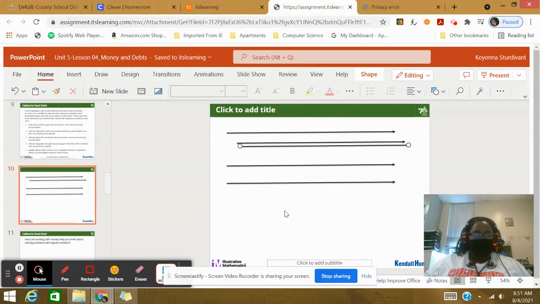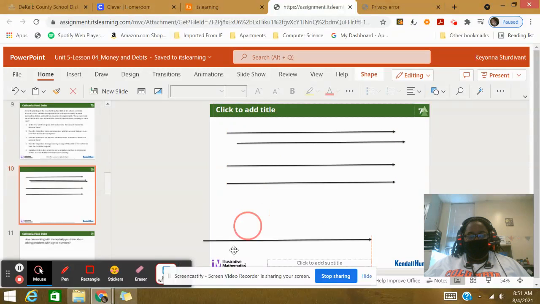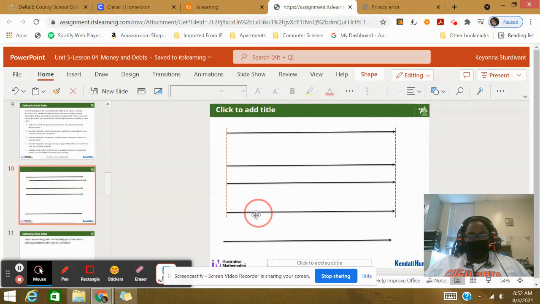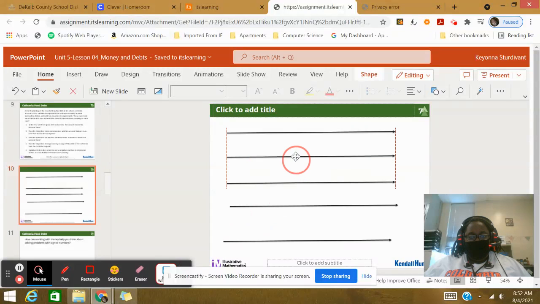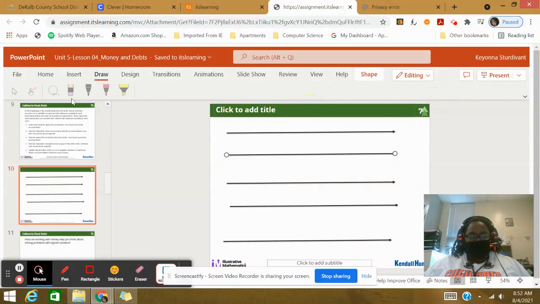Okay, hit Control V 2 more times, and it should give you 5 lines. And then from here, you can just drag and drop and move the lines wherever you want. So now you have 5 lines, and again, this is only if you're completing the PowerPoint. You can click the draw icon. It's going to take a second to load.